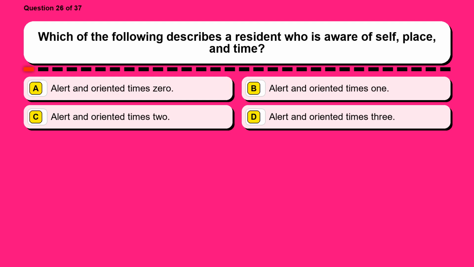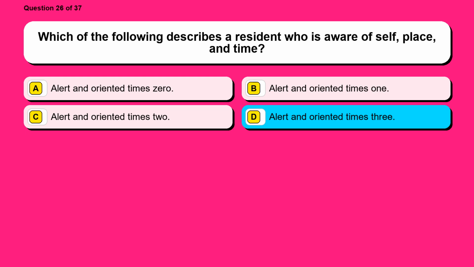Question 26. Which of the following describes a resident who is aware of self, place, and time? Option A. Alert and oriented times 0. Option B. Alert and oriented times 1. Option C. Alert and oriented times 2. Option D. Alert and oriented times 3.